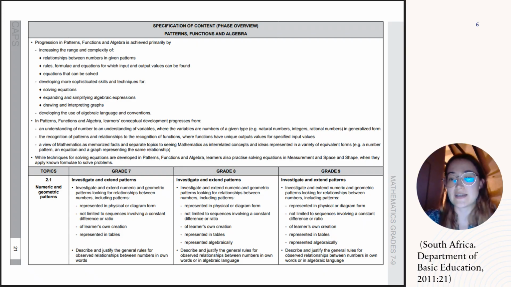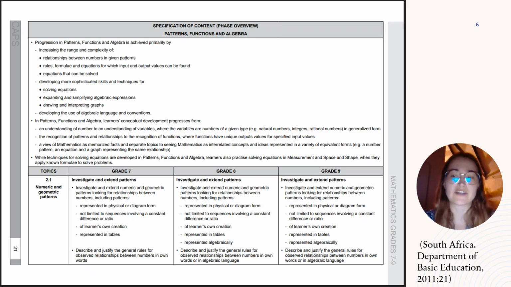The second content area is patterns, functions, and algebra. So this is where we are moving the learners up a level from just understanding numbers to understanding variables. We also want to get them to start seeing patterns, which is a part of the nature of mathematics. And we want them to start connecting the different ideas they have come across in mathematics and see them as interrelated concepts. There are 5 subtopics here: numeric and geometric patterns, functions and relationships, algebraic expressions, algebraic equations, and graphs.